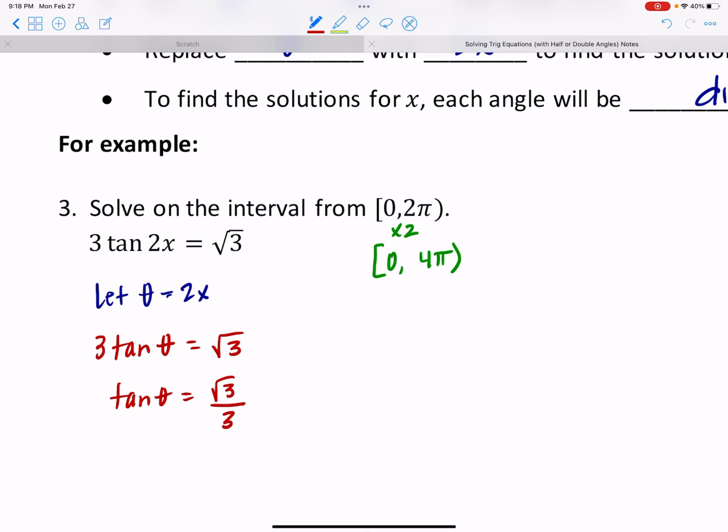where's our tangent going to be equal to radical 3 over 3? Why am I having a moment here? Am I losing my stuff?